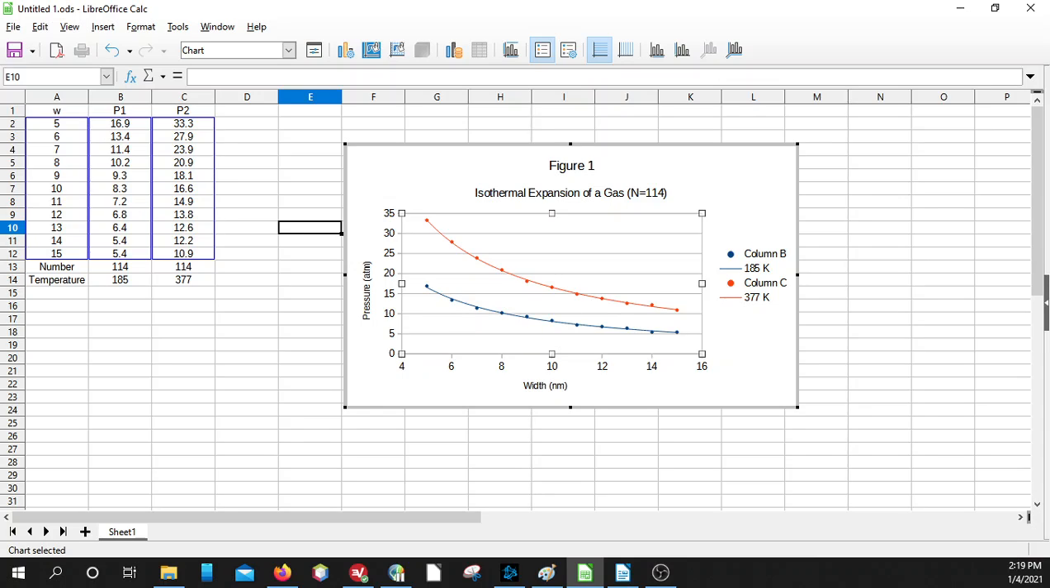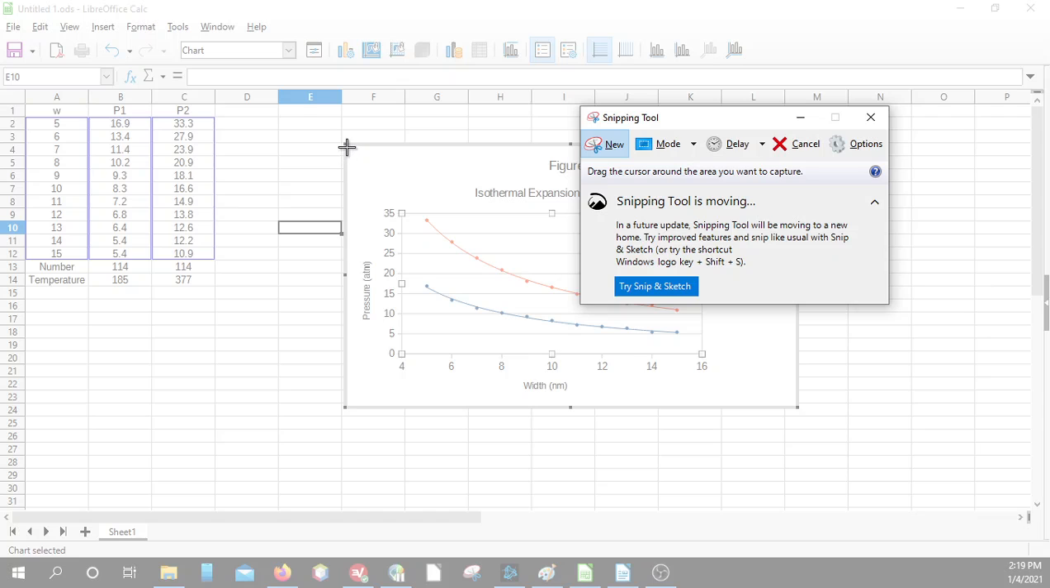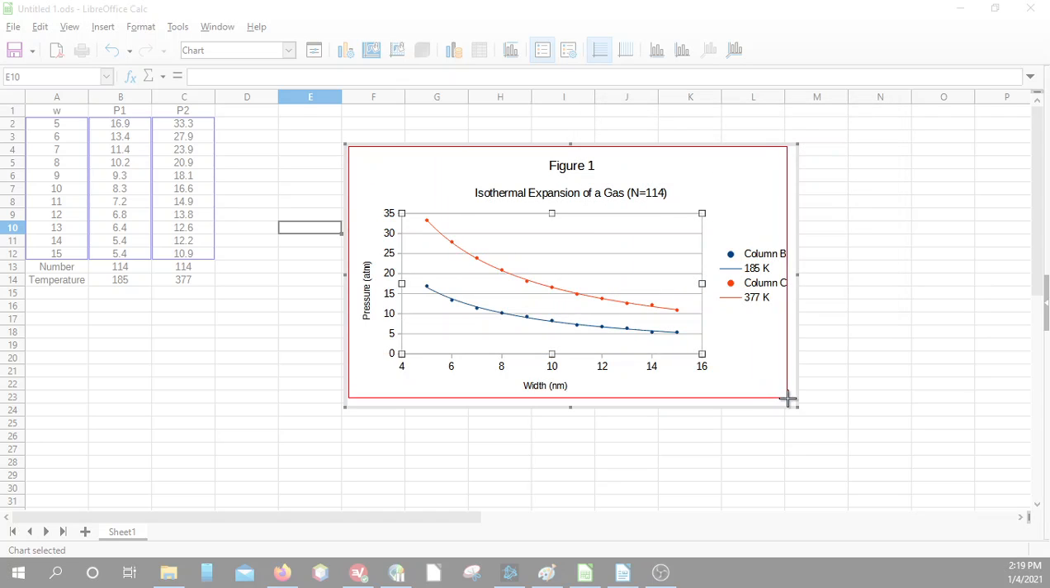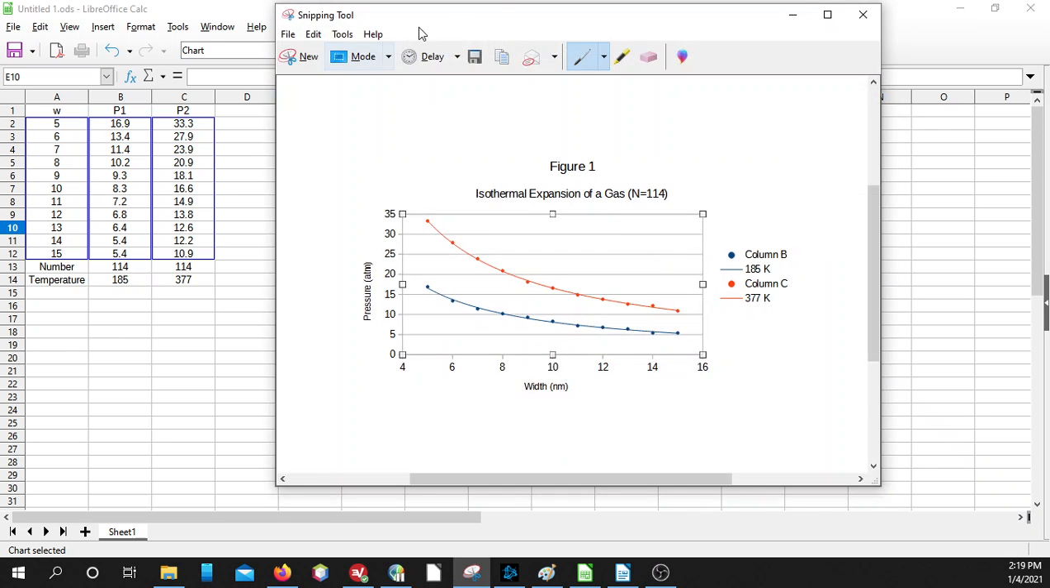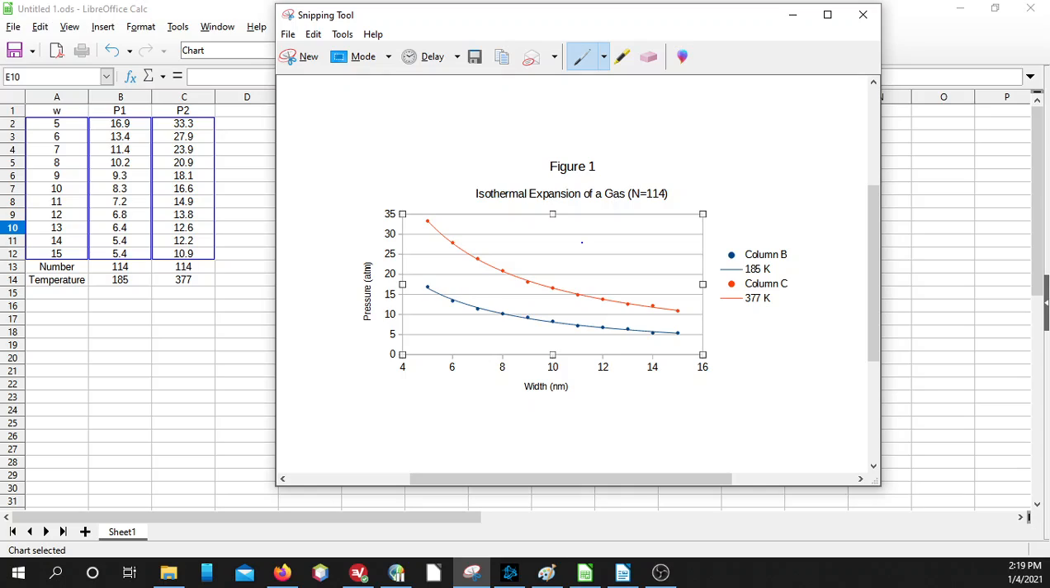So what I'm going to do is I'm going to save it. Something nice, I know Microsoft has this kind of a standard thing, a snipping tool. We can just take a screenshot of this, and I'll just save it now. Save. Let's call this figure 1. Okay, so now it looks good.